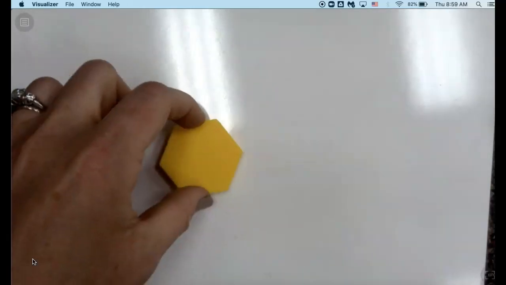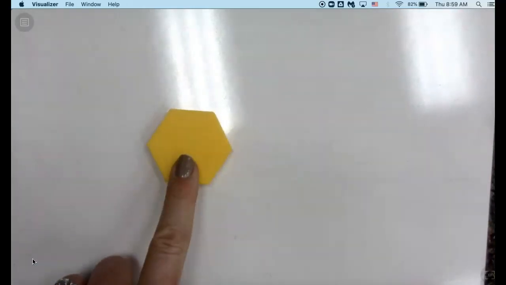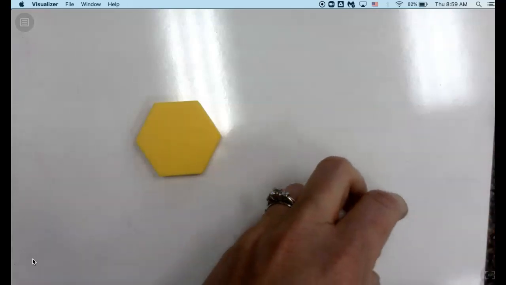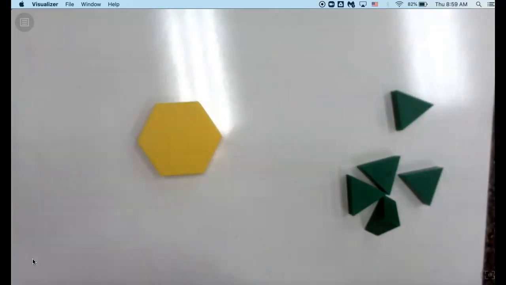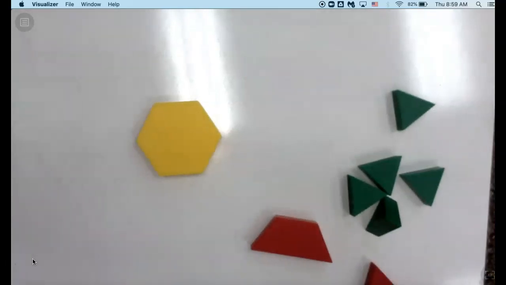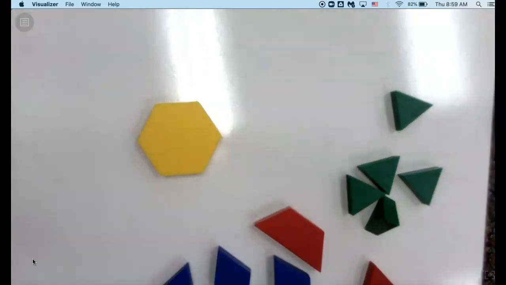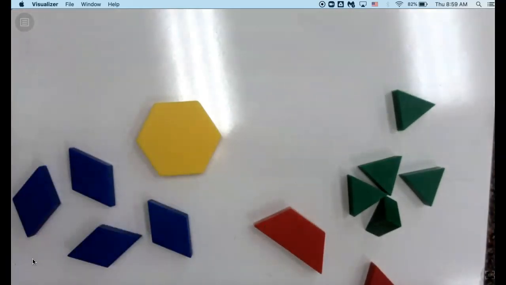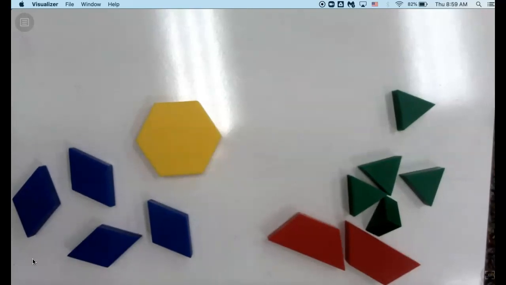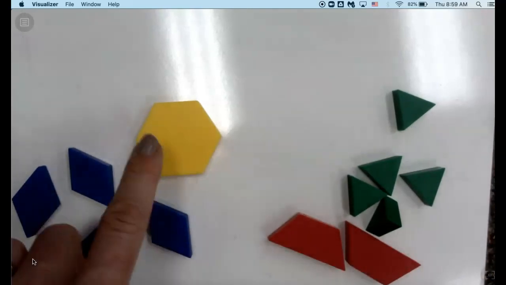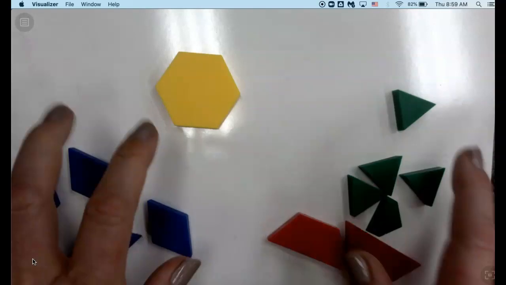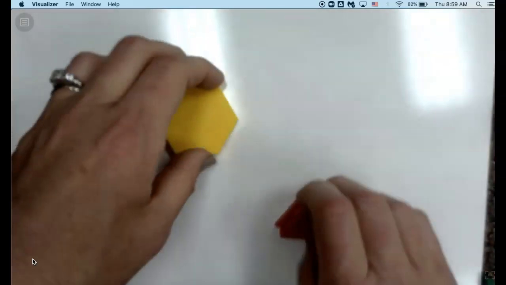Okay, guys, today we're going to talk about pattern blocks and how we can use them to figure out fractions. So we're going to use this as our whole. So if I were to take these little shapes, I've got triangles, I have trapezoids, and I have some blue rhombus. So I'm going to use these shapes to help us figure out what fraction of our whole each one would represent. So we're going to start with the biggest one. We're going to start with trapezoids.